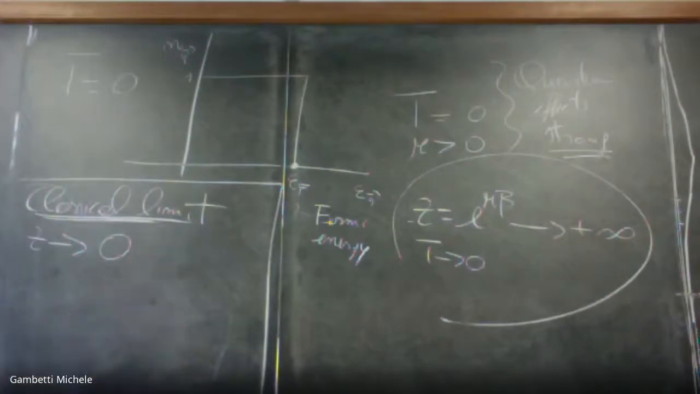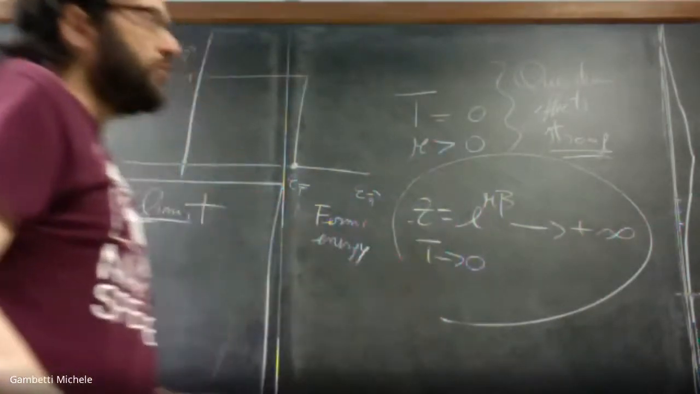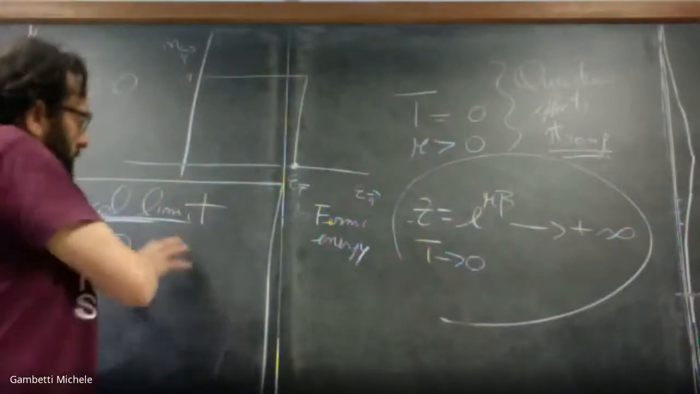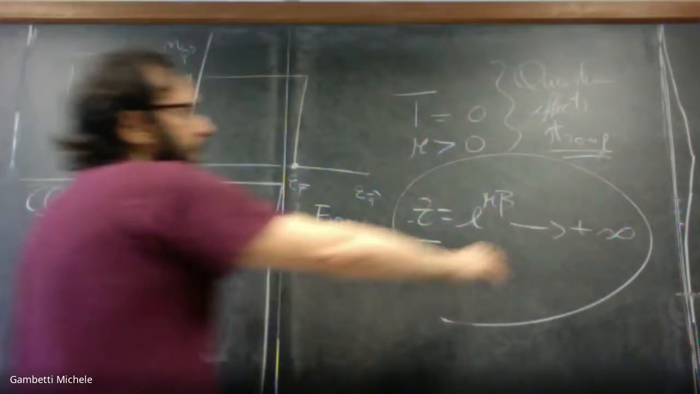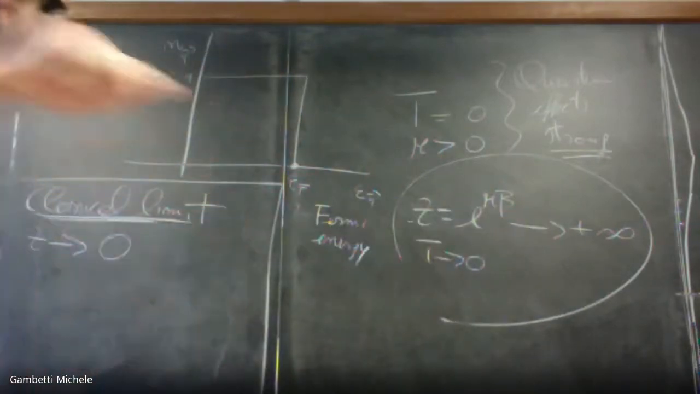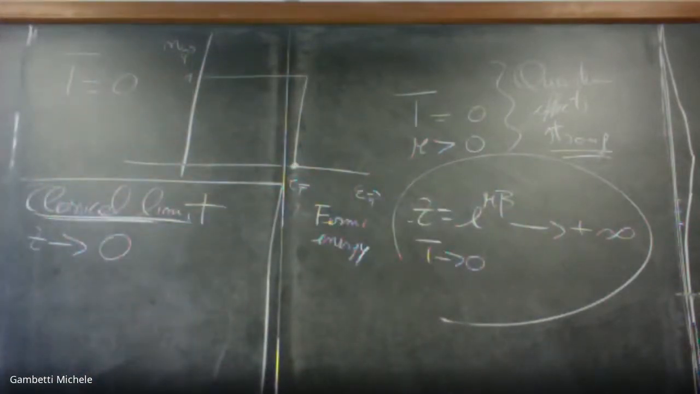That is different in the case of bosons. In the case of bosons, the classical limit is still z going to zero, whereas the quantum limit is z approaching one, for which we have the Bose-Einstein condensation. This is the classical limit in which the fugacity is approaching zero.